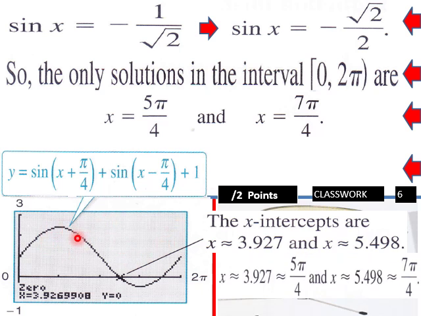And here is a graph of that situation, of the original expression plus 1. So x will equal 5 pi over 4, which is here, then 7 pi over 4 is there. So here are your x-intercepts in actual numbers, which correspond to 5 pi over 4 and 7 pi over 4 for that one.